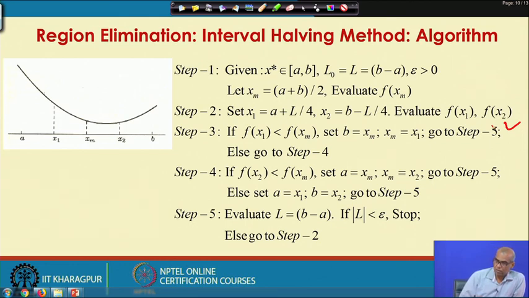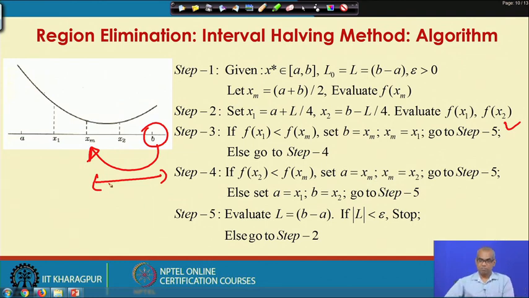If the function value at x1 is less than the function value of xm, we will be able to eliminate the region xm to b. So, the new b is xm. So, this basically will be brought here. This figure does not show that, but if the function value at x1 is less than the function value at xm, this entire region will be eliminated and we will set b as xm and xm will be set as x1. So, we will go to step 5, otherwise we will go to step 4.